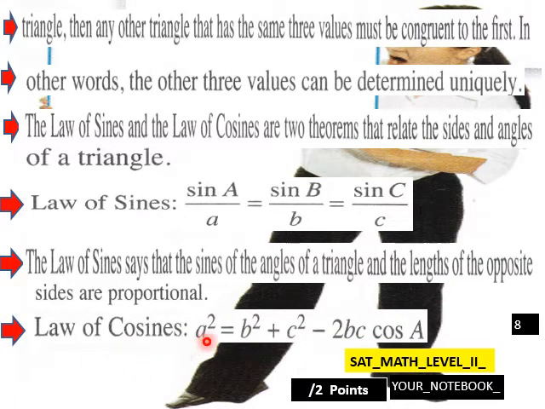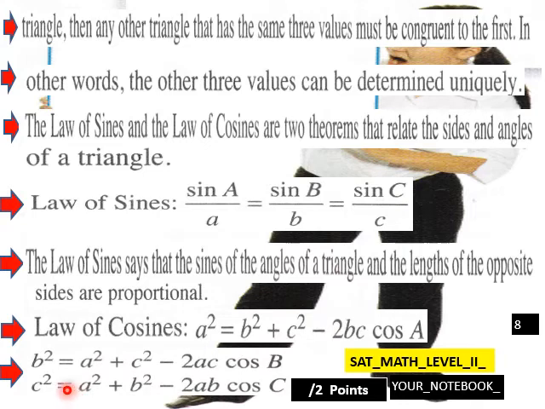Law of cosines: a squared equals b squared plus c squared minus 2bc cosine A. So in this example here, we can flip values around. We can put our b squared over here and put our c squared over here. Then we have a resultant, what's left over after we do that. So this will be our law of cosines here.